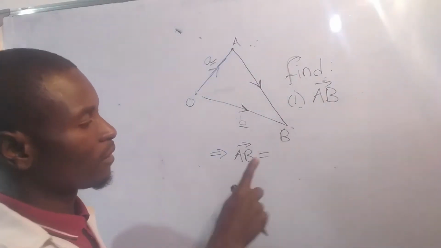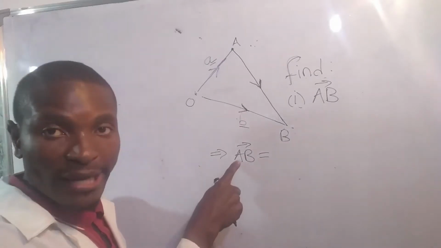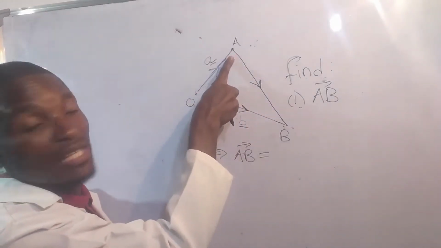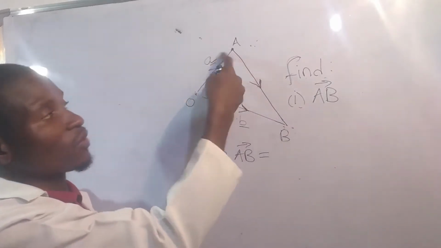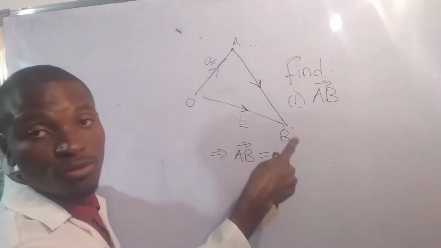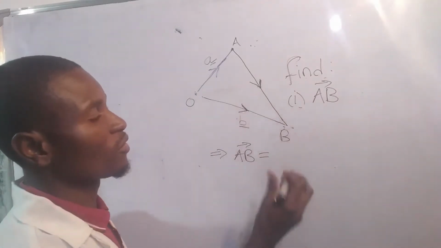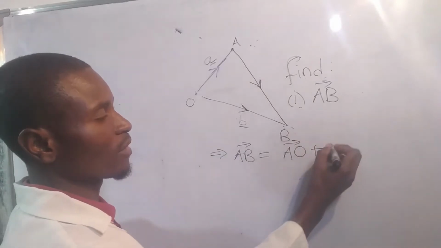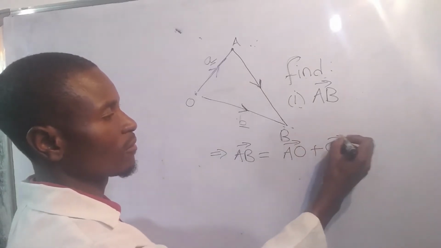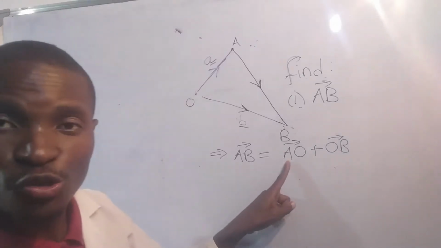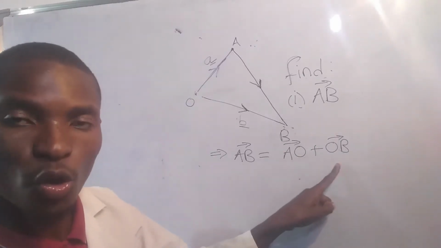Okay, so we are saying that this is AB, meaning AB. So you go back where there is A, then you come back to O, and then from O you go back to B. So this is going to be AO plus OB.